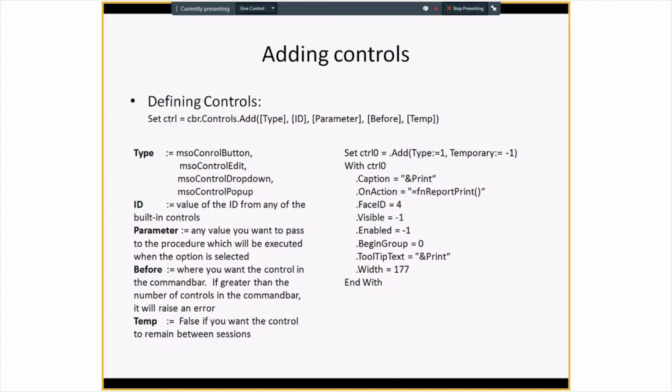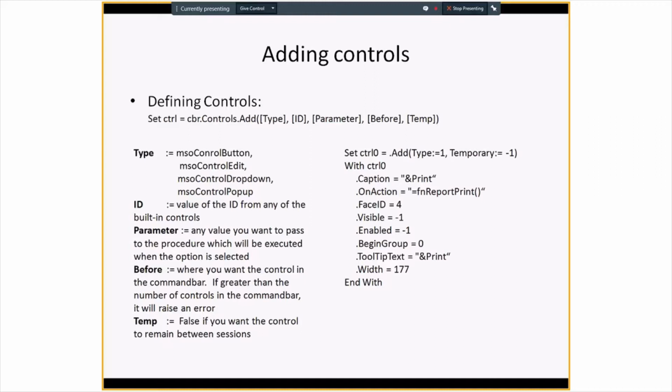The parameter argument is there so that if you want to provide a specific parameter that will be processed by your code when you click on that item, you can enter it here. An example might be if you're creating a control that runs a specific report and you're going to use the same function to process many reports, then you might want to pass in the parameter of the report name. Or you can use it to pass in any parameter you want.